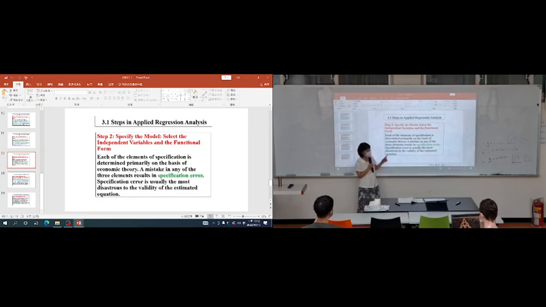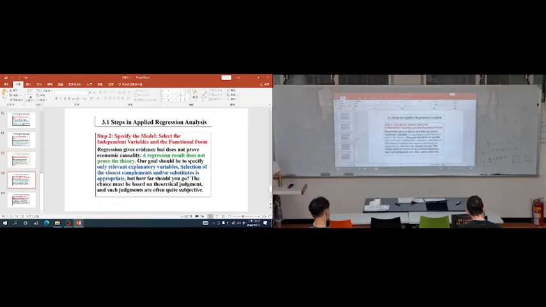And I'd like to say that specification error is usually the most disastrous to the validity of the estimated equation. So specification error is a very important topic. It's a serious mistake. And we will explain this one in chapter 6 this semester.